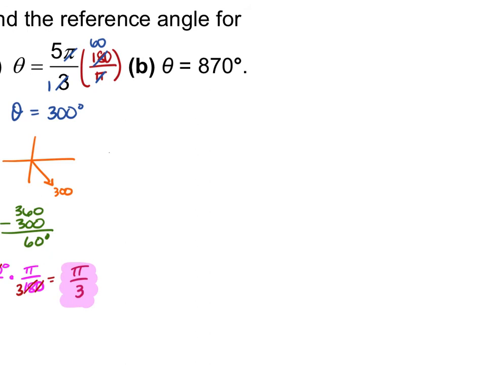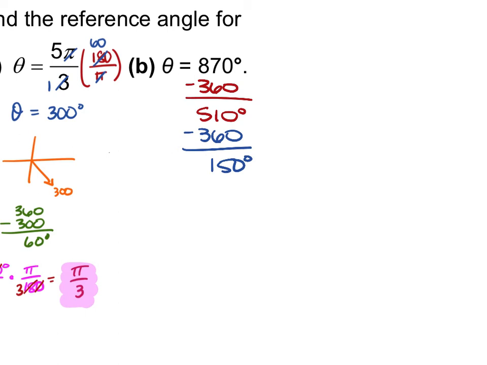For example B, we're given that theta is 870 degrees. For this, I'm going to start by subtracting 360 from it. This gives me 510 degrees. This 510 degrees is still more than 360, so I'm going to subtract 360 from it again. I get 150 degrees.